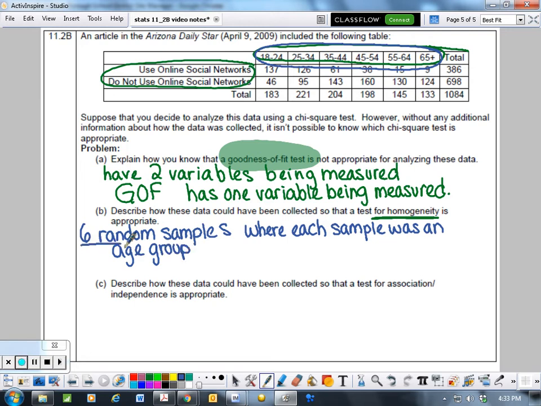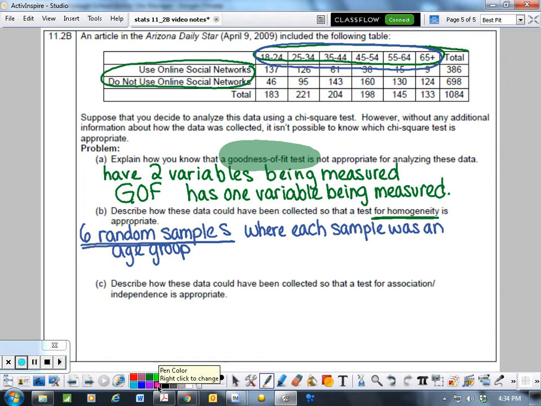And that makes the most sense. 6 random samples, each one was an age group, because we would expect age to be an explanatory variable on the use of social networking. Now you can do it backwards. If you think that social networking would cause age, which doesn't seem to be explanatory, wouldn't explain an age, seems kind of backwards. Then you could do 2 random samples of online social networking, no online social networking, and then measure age. But again, it doesn't really make sense when you think about explanatory versus response variable.